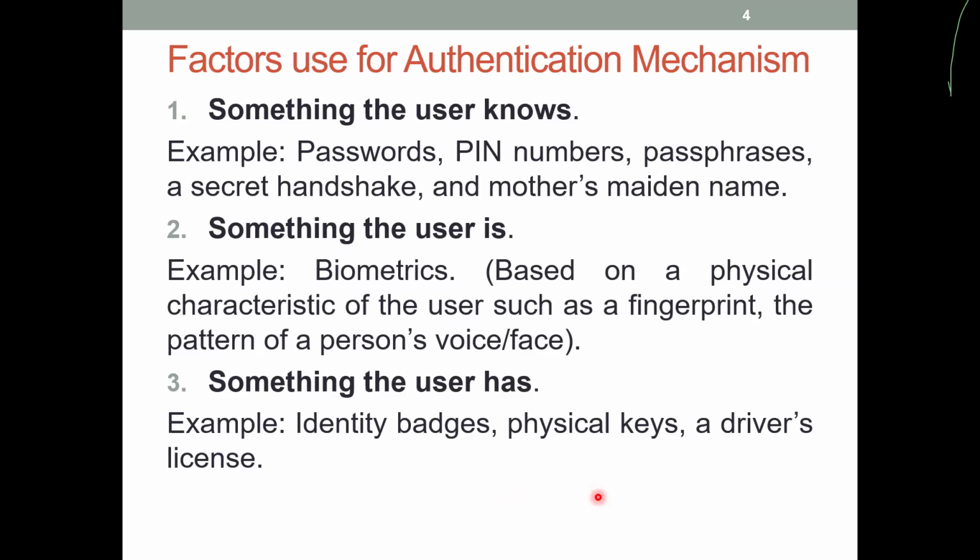For authentication purposes, we are using one type, something the user knows. As a user, to log in to your Gmail account, you need to remember the password. That is what we can call something the user knows. Sometimes you are using some PIN codes, PIN numbers.